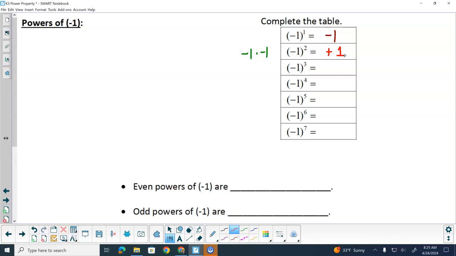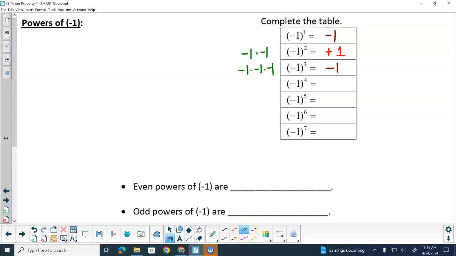-1 cubed. No, it's not. So what does it mean? Austin, what does it mean first, before you give me the answer? Okay, so -1 times -1 is what, Austin? +1 times -1 is -1. Remember, we don't multiply the exponent by the base, we take the base times itself that many times. Okay?